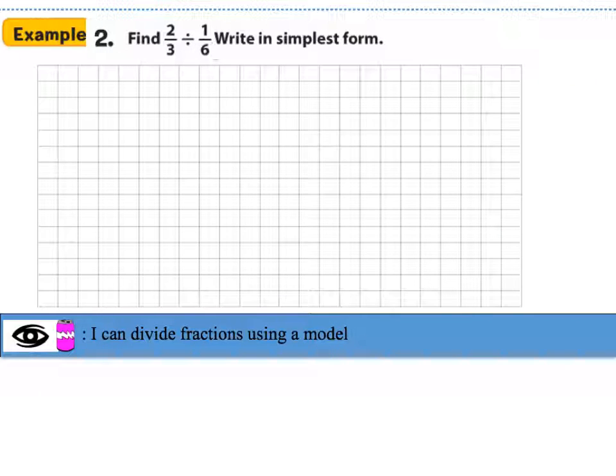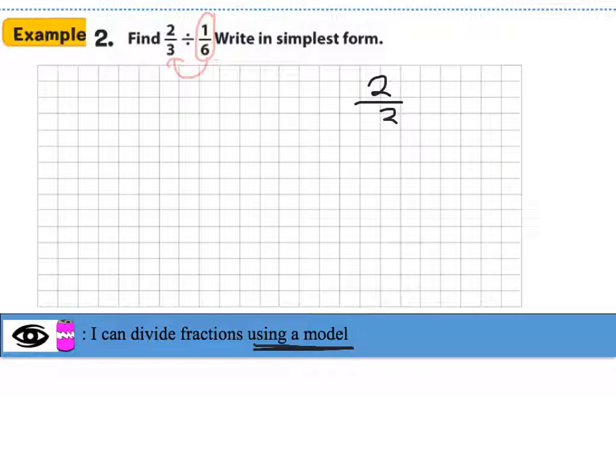So let's take a look at example 2. It says find 2/3 divided by 1/6 and write in simplest form. For this problem, I am going to use a model because that's what the learning objective on the bottom says. And we're going to ask ourselves, how many times does the divisor, which is 1/6, go into our dividend, which is 2/3? So the first thing that we have to do is create a model.